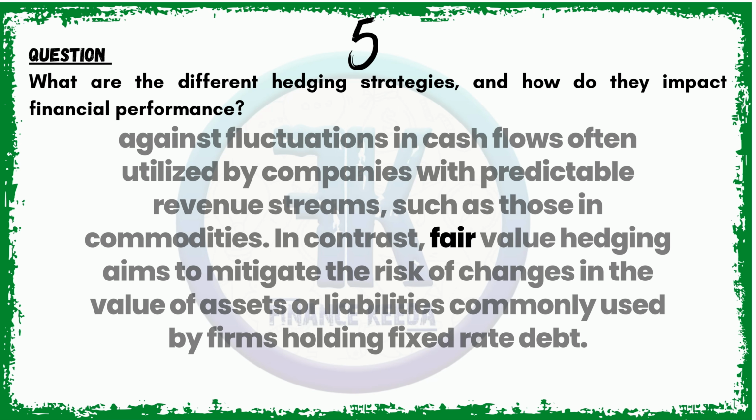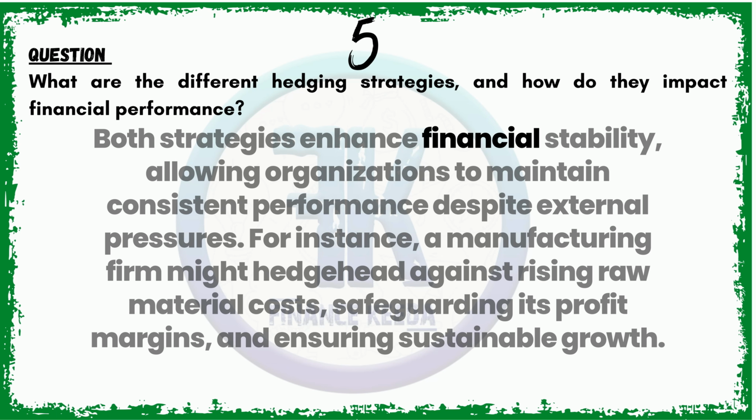In contrast, fair value hedging aims to mitigate the risk of changes in the value of assets or liabilities, commonly used by firms holding fixed-rate debt. Both strategies enhance financial stability, allowing organizations to maintain consistent performance despite external pressures. For instance, a manufacturing firm might hedge against rising raw material costs, safeguarding its profit margins and ensuring sustainable growth.